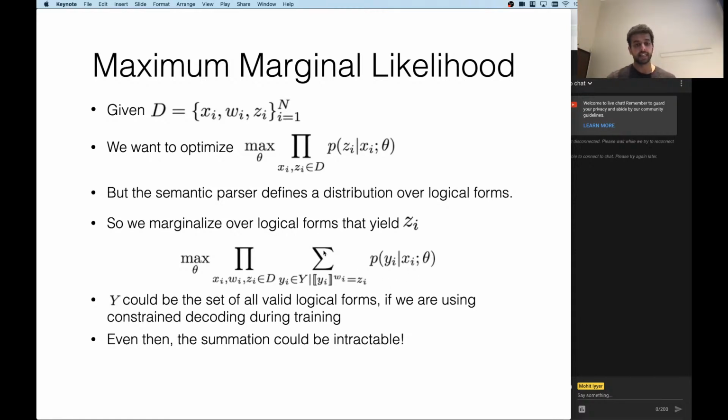So our real learning objective then is to maximize the probability of this yi that leads to the correct answer z. So if you look at this summation here, we are summing over all logical forms y that, when executed over the table w, lead to the correct answer z.